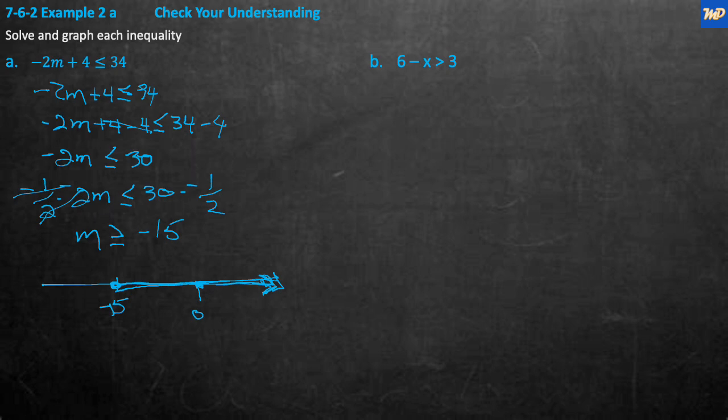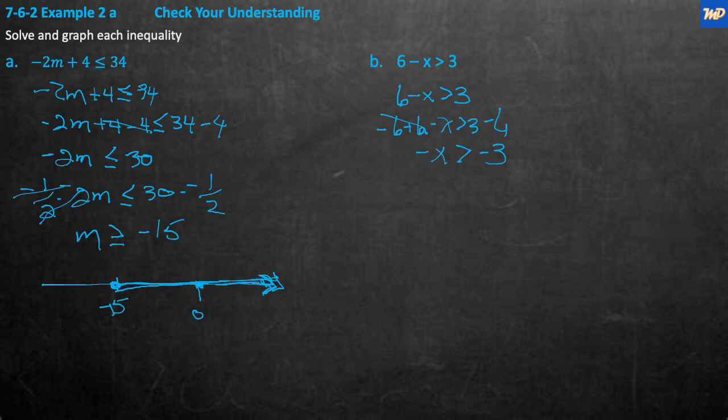Okay, let's do b. 6 minus x is greater than 3. So we need to move the 6 because the x is already on the left side. So we're going to say minus 6, excuse me, subtract 6 from both sides: 6 minus x minus 6 is greater than 3 minus 6. These 6's cancel. We end up with minus x is greater than 3 minus 6, which is minus 3. So now we have to get rid of the negative 1.